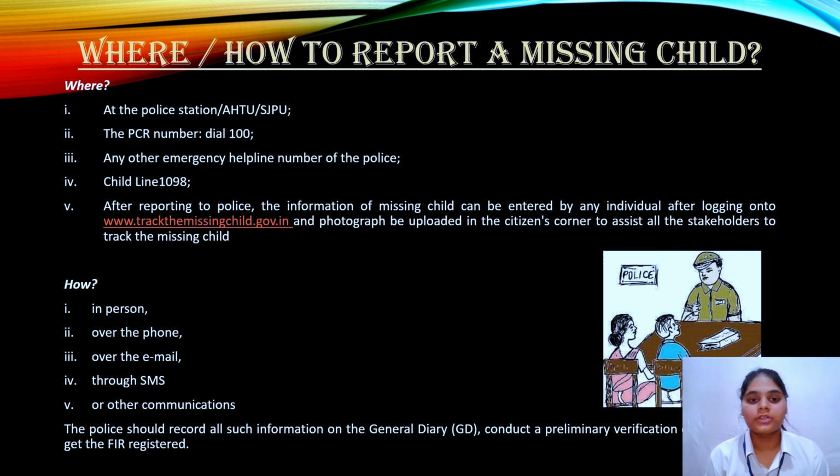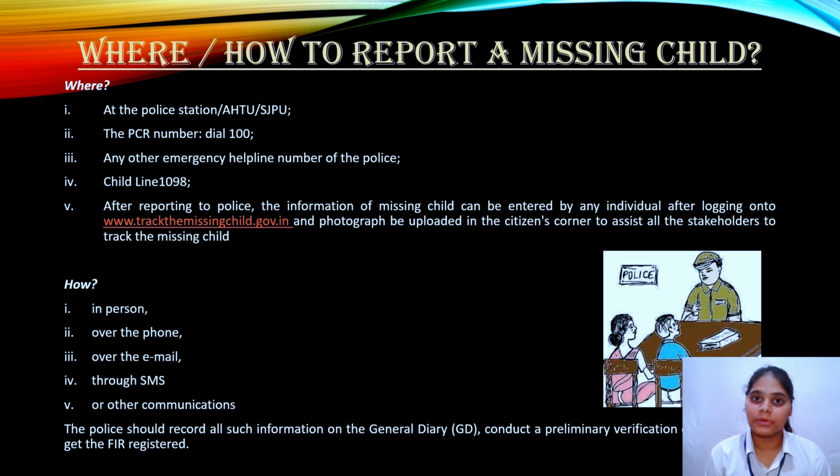After reporting to police, the information of the missing child can be entered by any individual after logging into the track the missing child portal, .gov.in, and a photograph can be uploaded in the citizens corner to assist all the stakeholders to track the missing child. The child can be reported missing on the site given, and a photo needs to be uploaded so as to recognize the child. How can it be done?